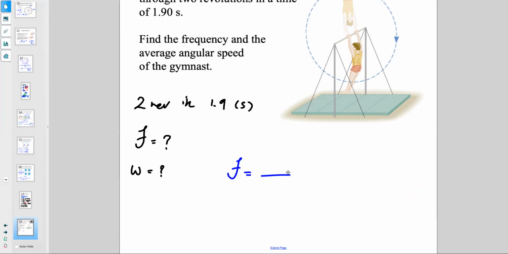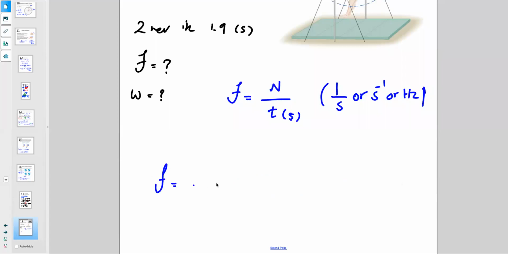So frequency is the number of turns over time, okay? And this number is just a number. It does not carry any meaning associated with it. But this second is in terms of seconds, right? This is in units of seconds. So you have 1 over seconds, or as I said, second to the power of -1, or hertz, okay? So the frequency is 2 revolutions in 1.9 seconds. 2 full circular motion in 1.9 seconds. Okay, so if you do that, you will get 2 over 1.9 will give you 1.05 hertz. That's the frequency.